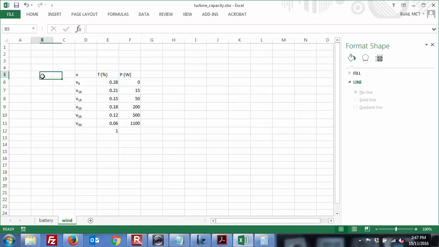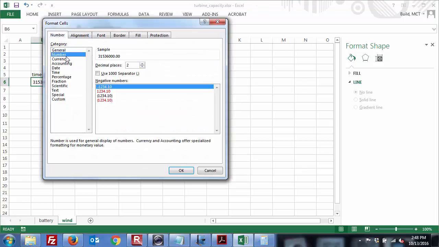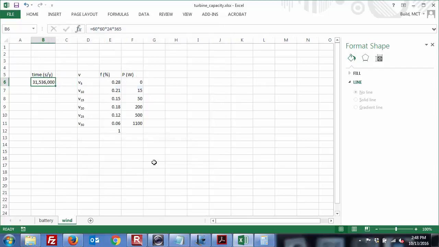And let's just come in and do the time. And what we say, this equals 60 times 60 times 24 times 365. This is seconds per year. Throw a control 1 at that guy, number, ding, ding, comma. Nice, okay.